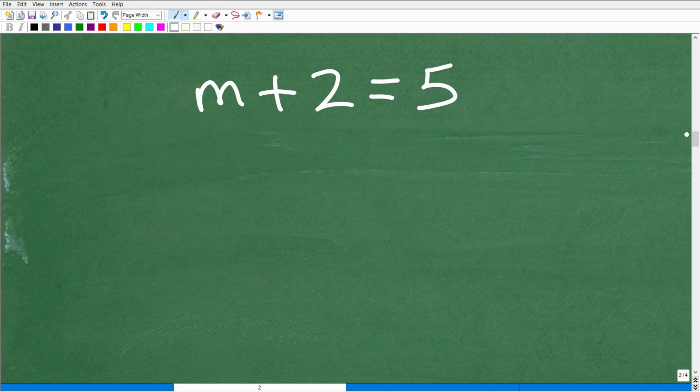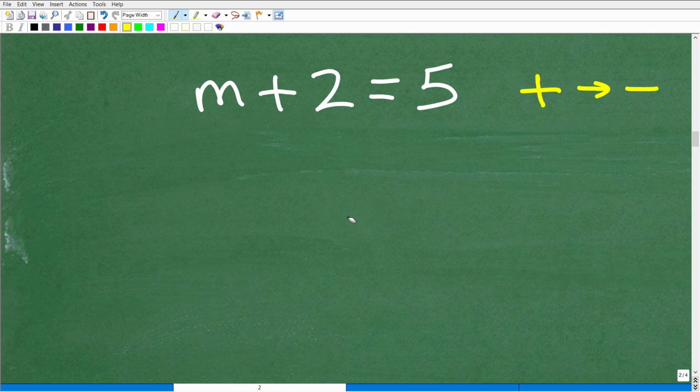Again, this is a one-step equation, and I gave you some hints here, right? So the operation involved is what? Okay, well, it is addition. So you want to be thinking what? Well, you want to be thinking the inverse of addition. And what would that be? That would be subtraction, right? So we're going to be using subtraction, and what we want to do is isolate the variable. So how can we get m all by itself on one side of the equation?